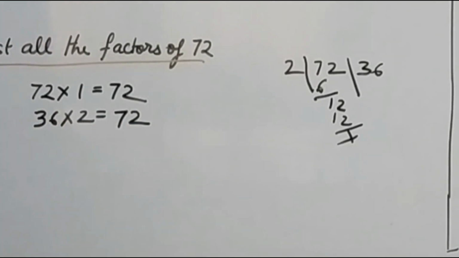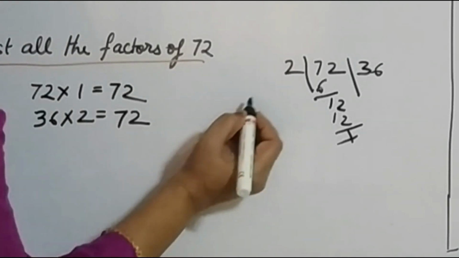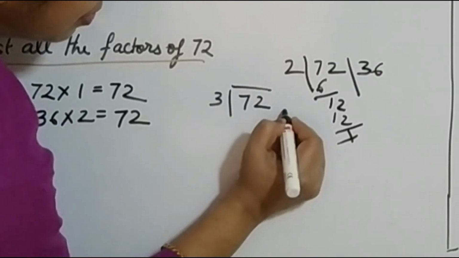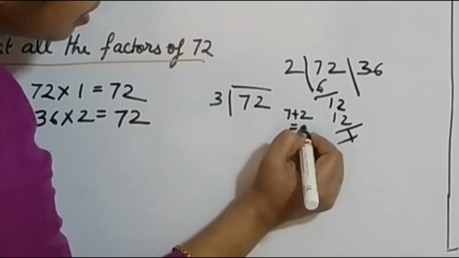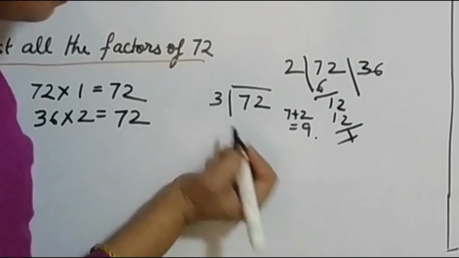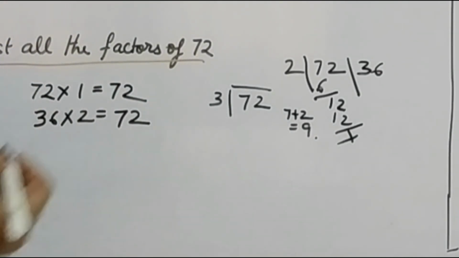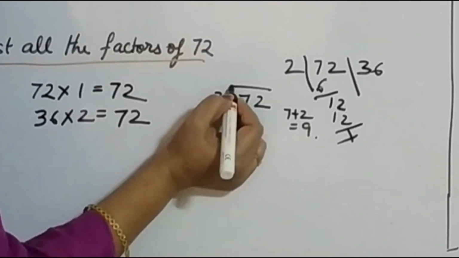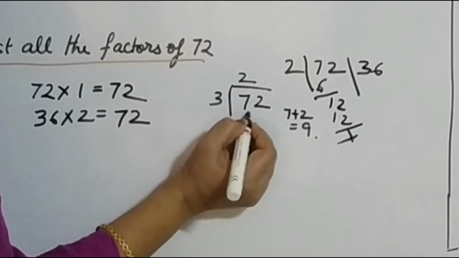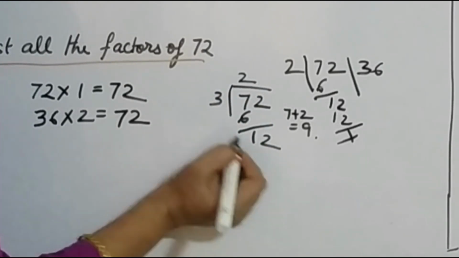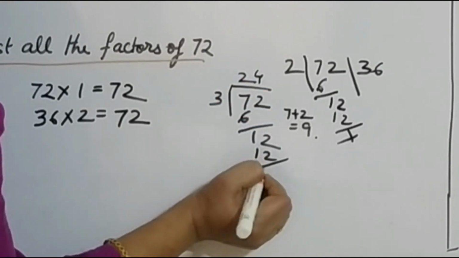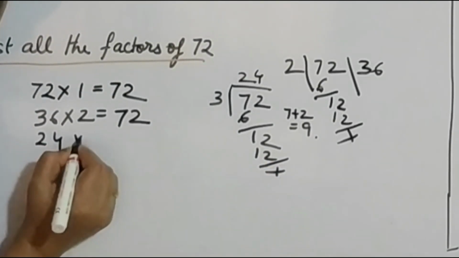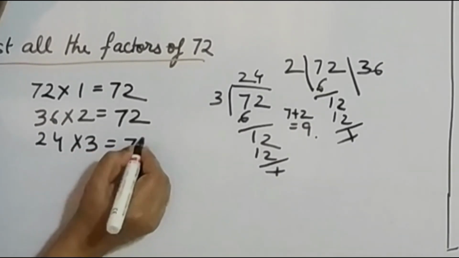Now let's see whether it is divisible by 3. We check by the sum of the digits. 7 plus 2 is how much? 7 plus 2 is 9. So 9 can be divided by 3. Yes, 3 3s are 9. So this whole number 72 can be divided by 3 without leaving any remainder. 3 2s are 6, 1 is a remainder, then 12. 3 4s are 12. So 24 is the answer. So 24 into 3 is equal to 72.